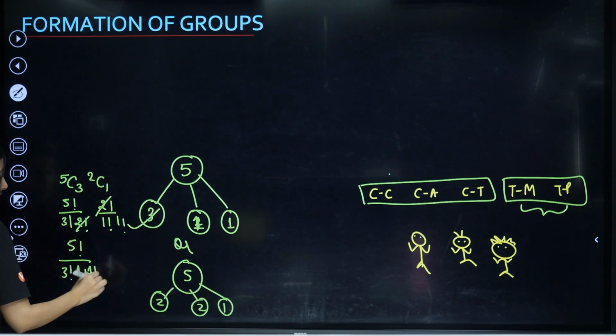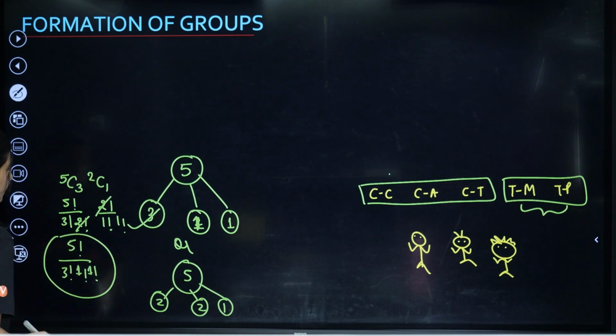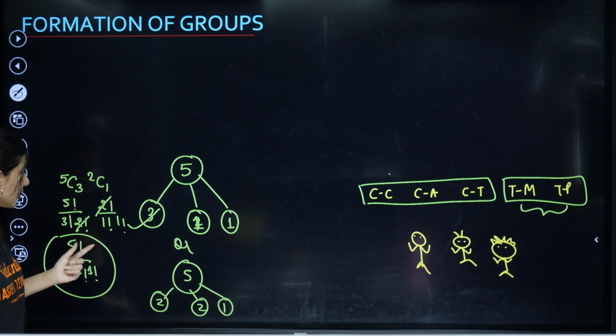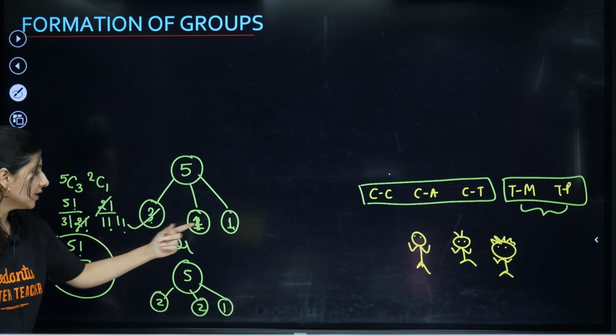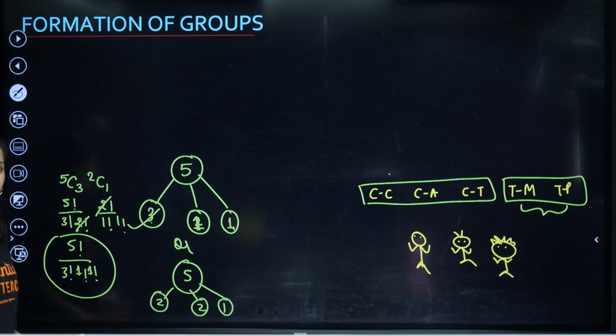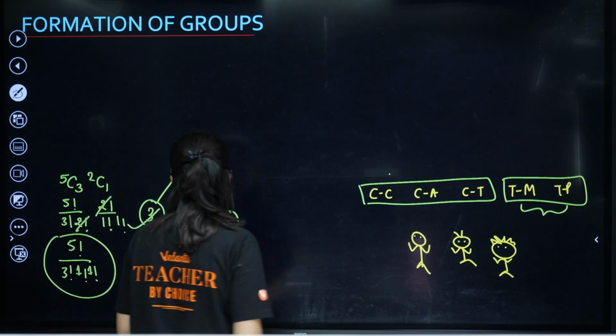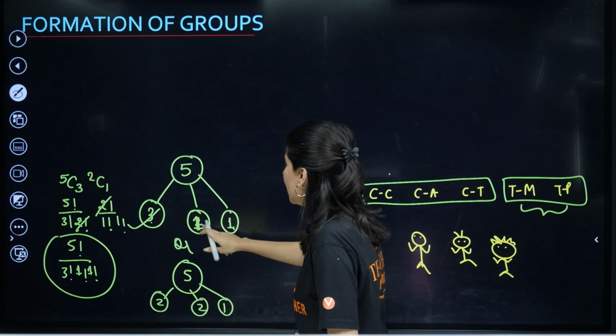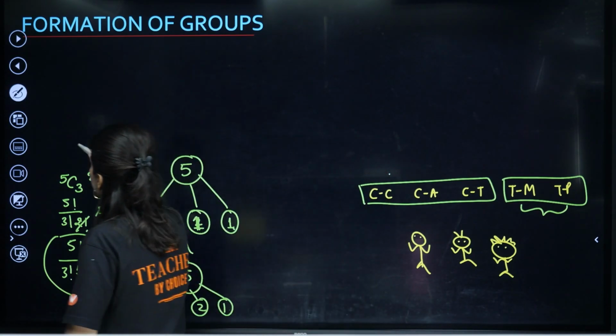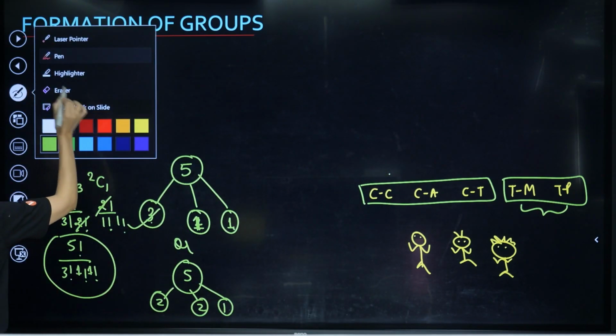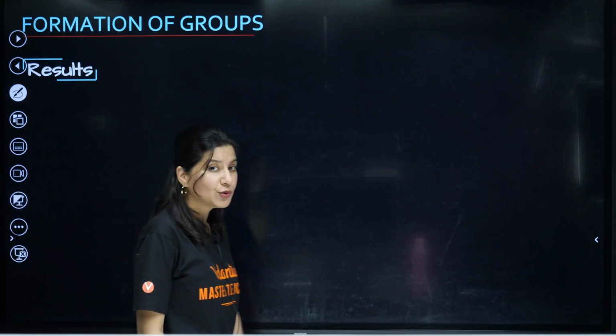Okay. So what has just happened, understand. 5 factorial, 3 factorial, 1 factorial, 1 factorial. Just like this. This is what has happened over here, that 5, 3, 1, 1. Right. So let me just tell you the direct formula of formation of groups.